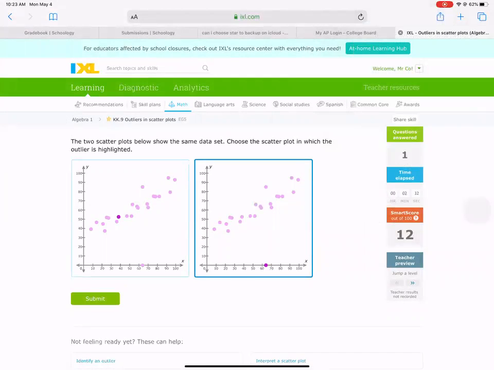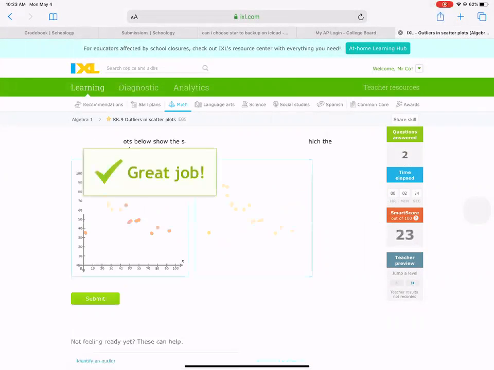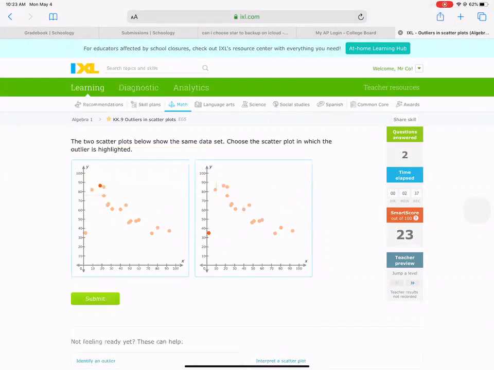Pick the right one, the highlighted outlier. Let's see, does the left graph or the right graph reflect which one's the outlier? Looking at the graph, the right one, right? And if you look at it, there is a number that's way off. Okay.